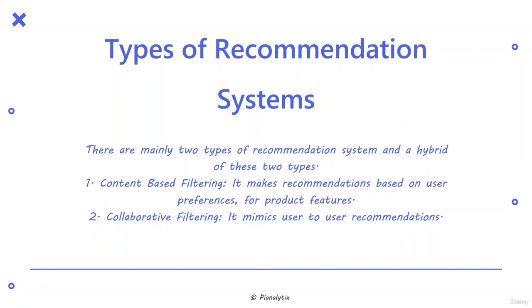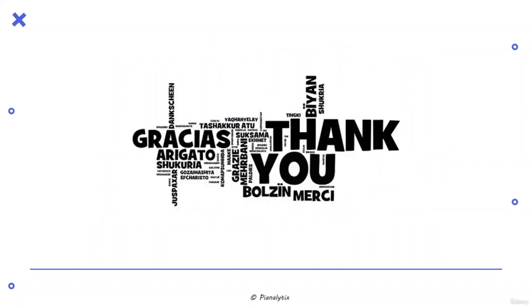Now next is collaborative filtering. It mimics user to user recommendations. Here this filtering is actually dependent upon the product and who or how many are recommending that product. It is not dependent upon the user but the product itself. I will be discussing more about these systems in later videos. And lastly, let's now move on to the code part of it.